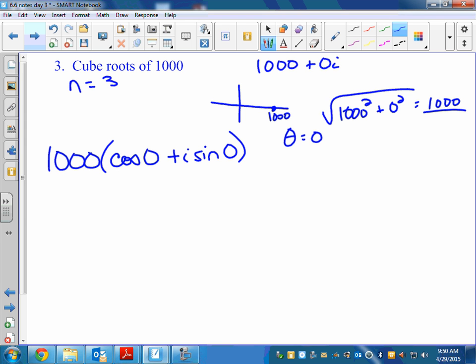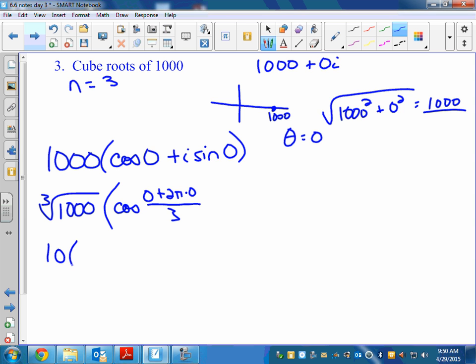We know the cube root of 1,000 is 10, so we better get 10 here. Then we should get some imaginary numbers after that. So now I can say the cube root of 1,000 times the cosine of 0 plus 2 pi times 0 over 3. That's kind of a lot of silliness, right? That's 0. That's just 0 plus i sine of 0, because 0 plus 2 pi times 0 is still 0.